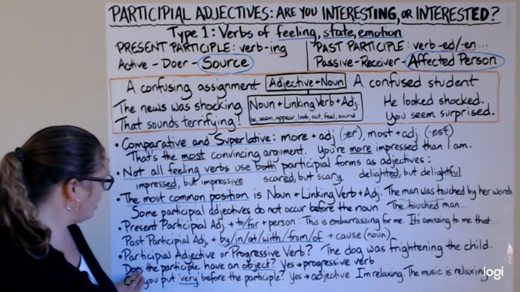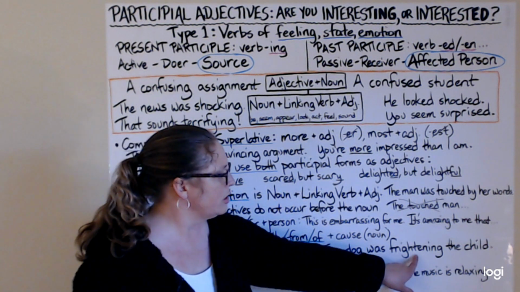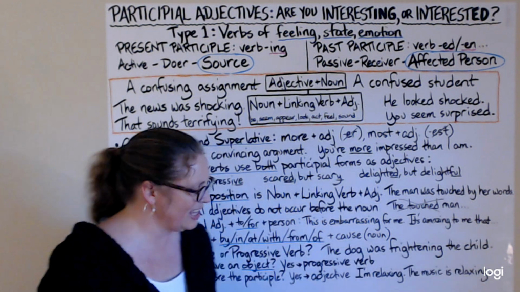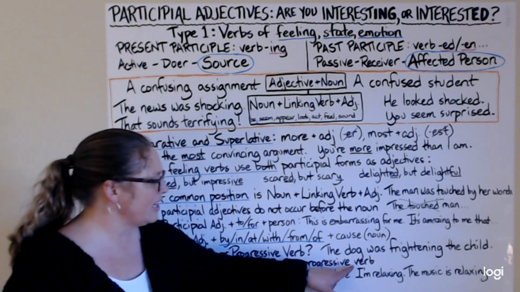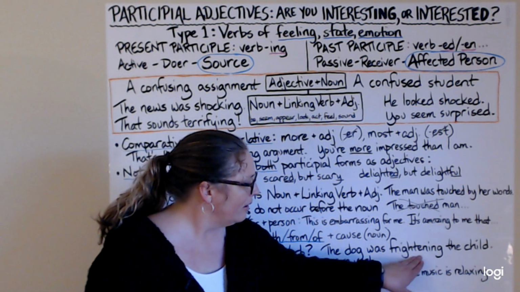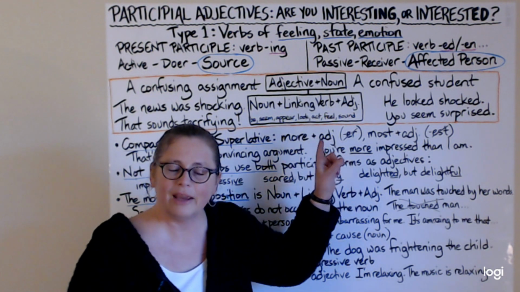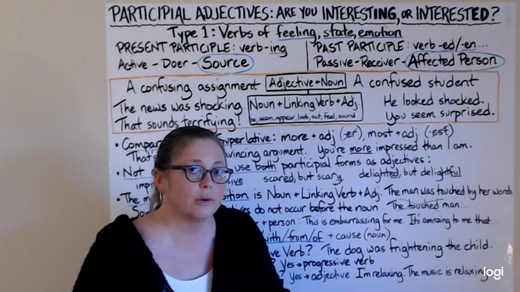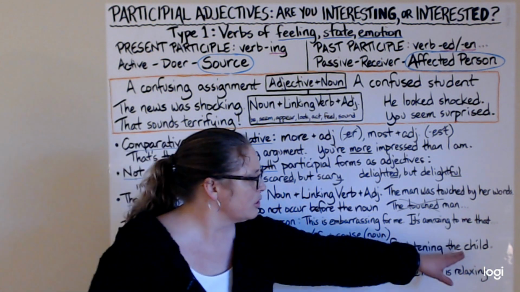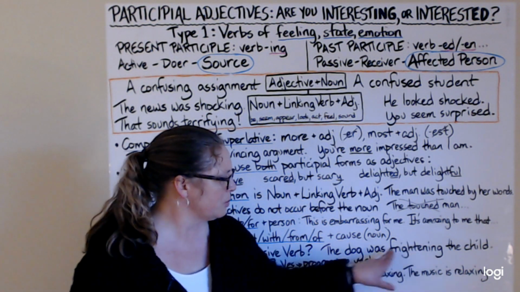You can ask the question, does the participle have an object? Yes, it does. The child is the object. So if the answer is yes, then it's a progressive verb. The verb can have an object. Most verbs of feeling are transitive verbs, which means it has a direct object. So you see the direct object here, you know that this is a verb, this is a past progressive.